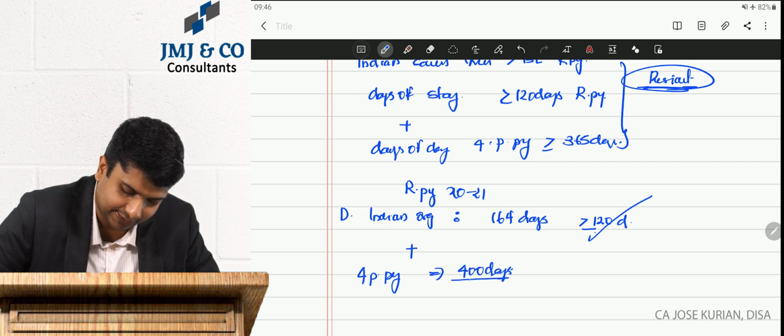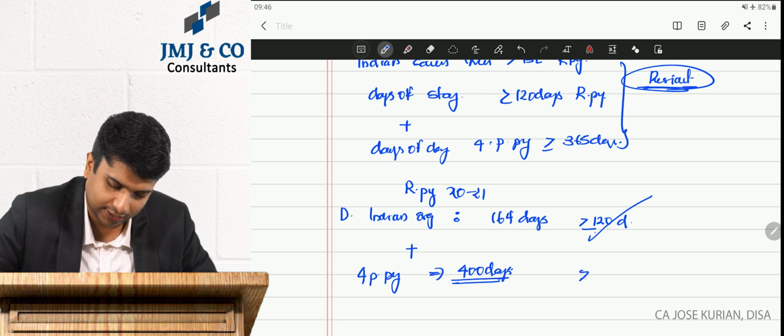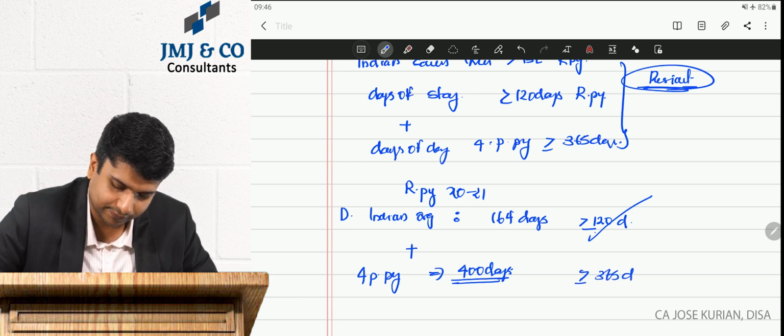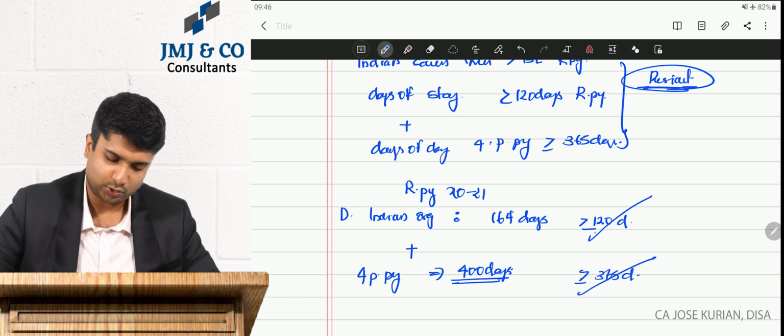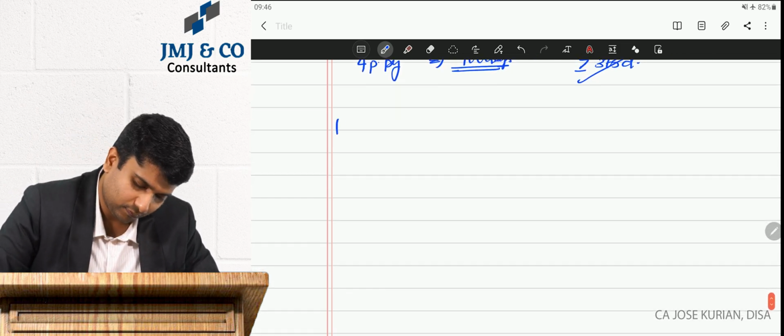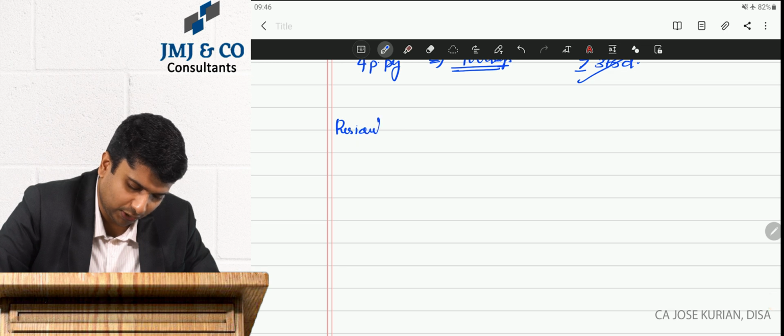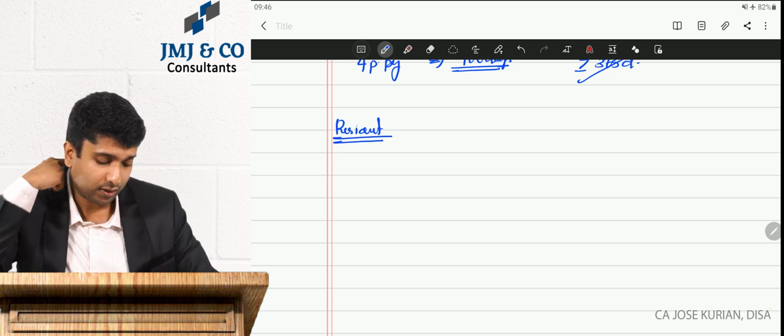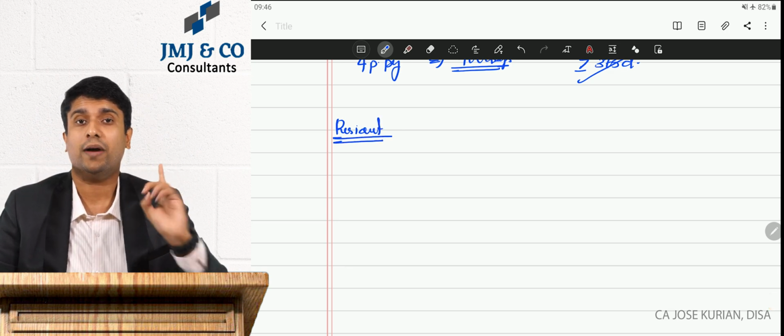That's what alternate B says. So it is more than 365 days, so that condition is also satisfied. So definitely we can say Mr. Dhruv is a resident. Now the question is whether he is an ROR or RNOR. That's what we need to answer.